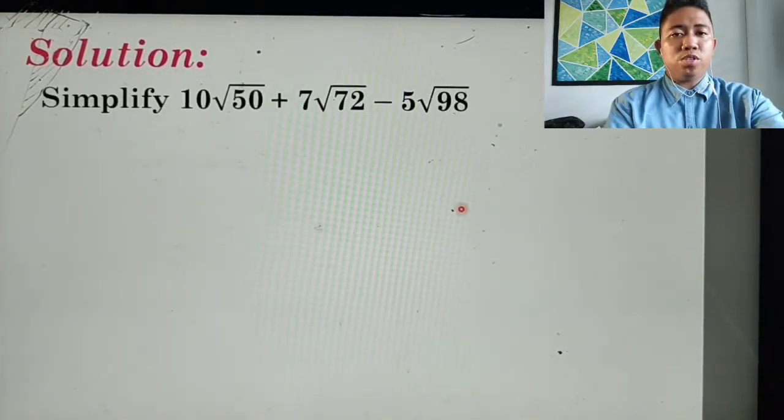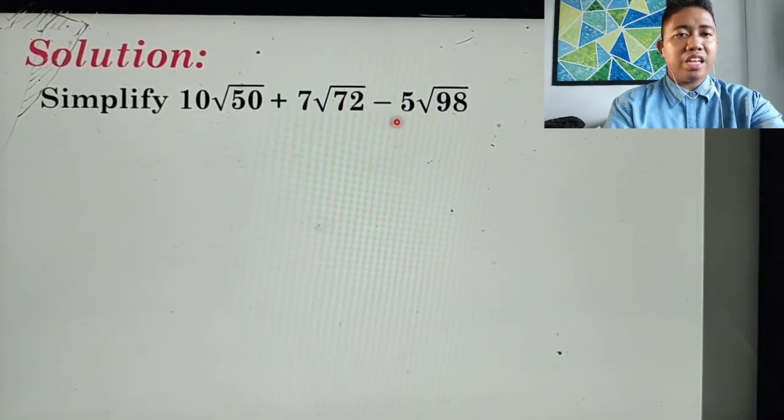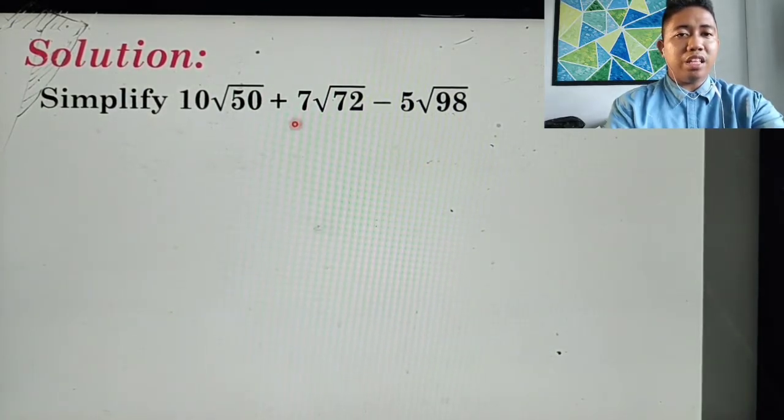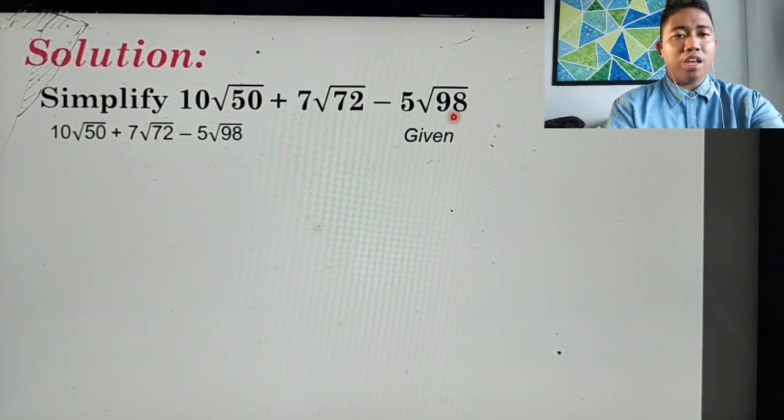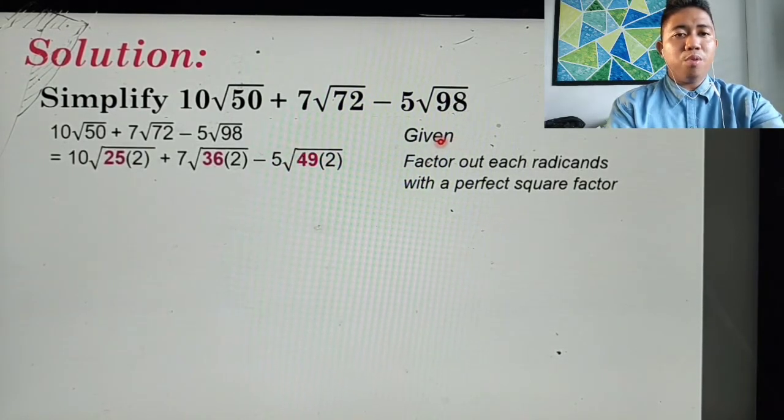Okay, so to solve this, we simplify the given radical expression with different radicals, which are dissimilar. We have the square root of 50, the square root of 72, and the square root of 98. The first process is to factor out each of the radicands with a perfect square factor.